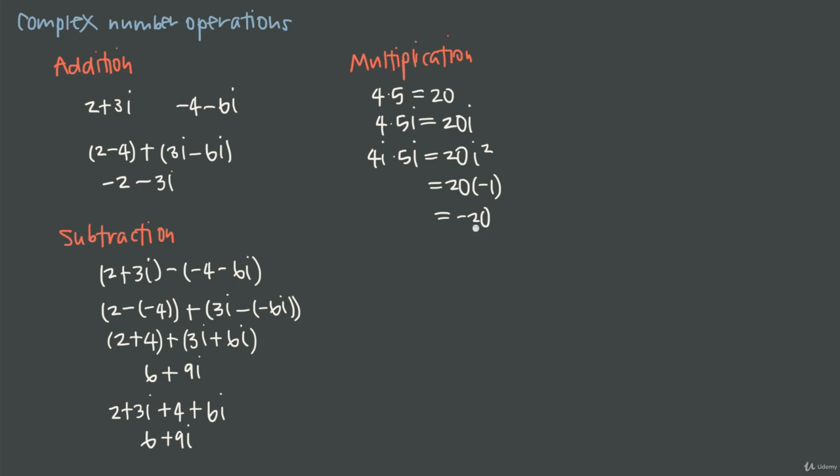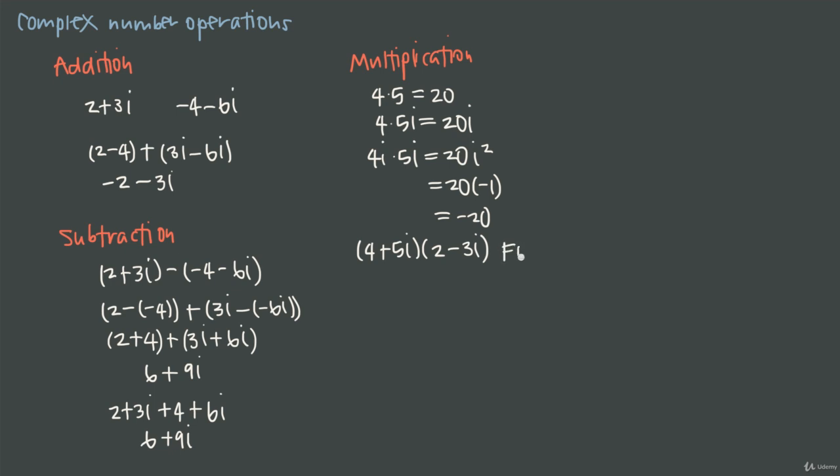Sometimes also, though, we're going to have some kind of binomial multiplication, like for instance, we might have 4 plus 5i multiplied by 2 minus 3i. So we have binomial multiplication of complex numbers. We're multiplying the complex number 4 plus 5i by the complex number 2 minus 3i. So how do we do that? Well, we're going to do it the same way as if we had real number binomials.